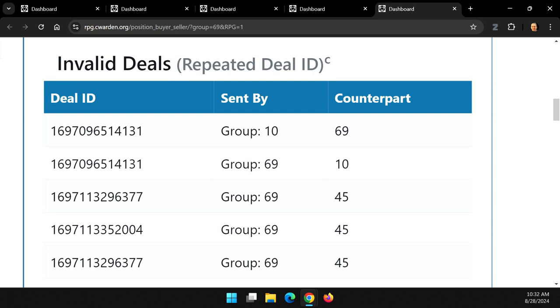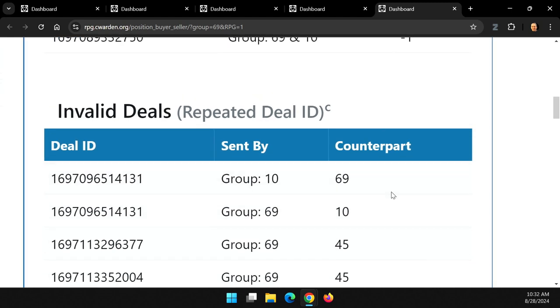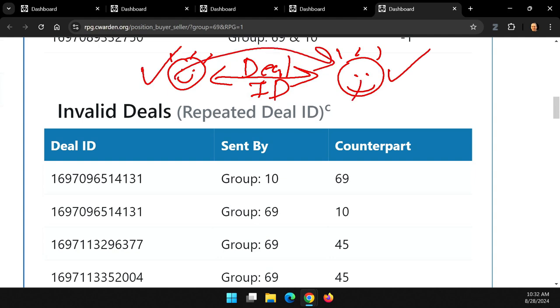So let's look at an example here in this group's case where we have repeated deal IDs. So that's usually the problem. Let me just review very quickly. Remember what we need to do. Let me draw a picture here to make it very clear. You have a group, you have another group, and they make a deal ID. So one deal ID is for this group and this group. So they're basically sending two deals. Send a deal this way, send a deal this way. But they have to use the same ID.